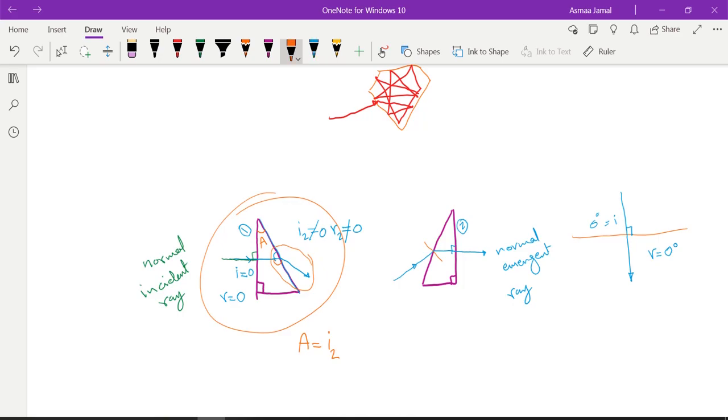With the normal emergent ray case, this one, the first incident angle will not equal 0, neither will the first refracted angle. So in this case, A will depend on the refracted angle here. So A here equals the first refracted angle only.